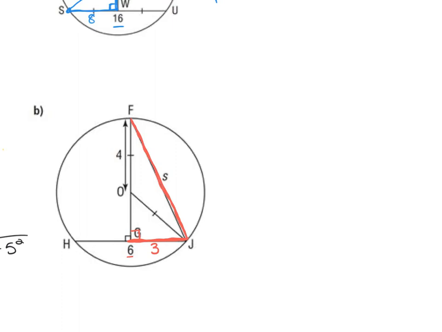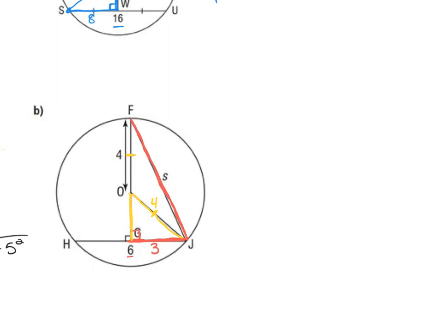To find this whole side, I need to figure out what this part is. So let's see if we can figure that out. Let's try to find this. Let me think. Well, I know that part's 3. Aha, look at this here. These two lines are the same length. They're also a radius, which is great. So this side here is going to be equal to 4.